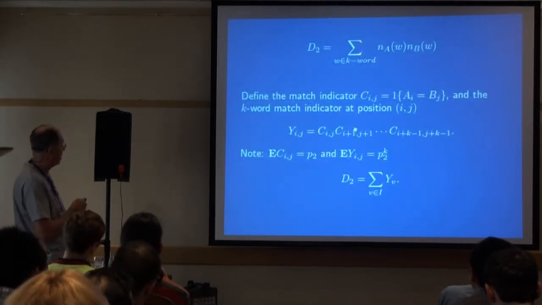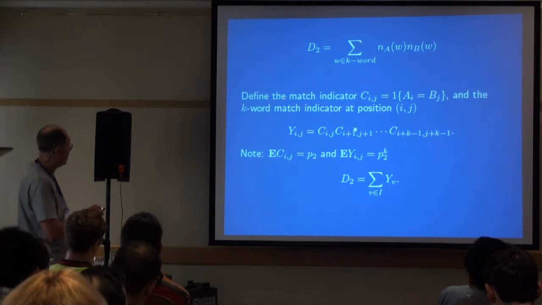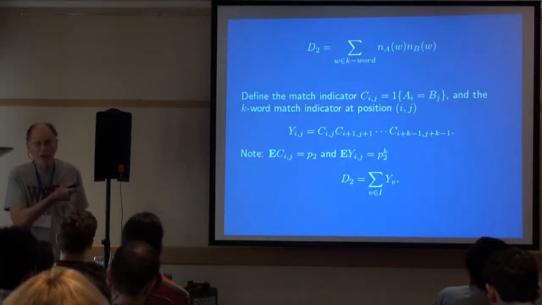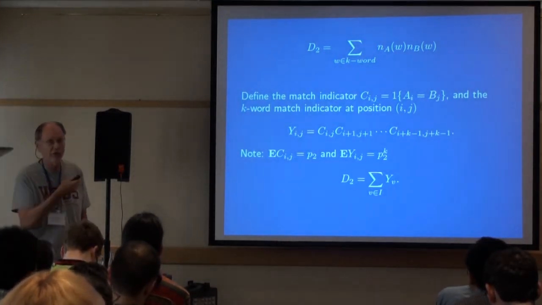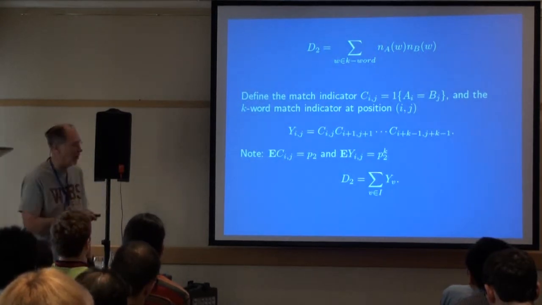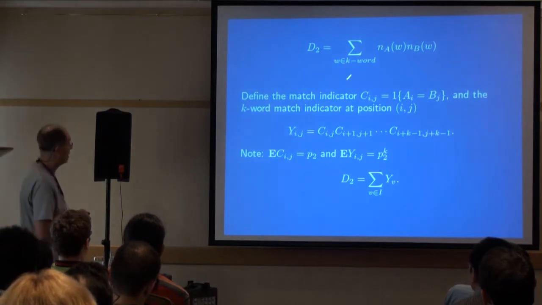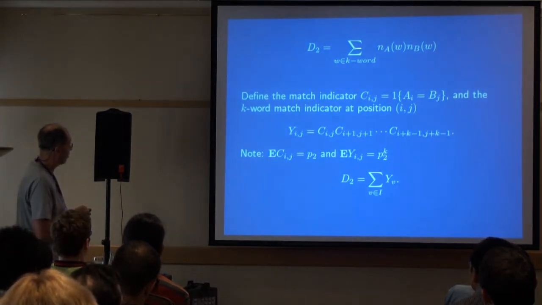Let me see. Here we go. So we take the number of times W occurs in sequence A, the number of times W occurs in sequence B, multiply those two and sum them. So the scalar product, I think, is what it's normally called. Really a simple statistic, not very inspiring. And this would be over the 4 to the k.